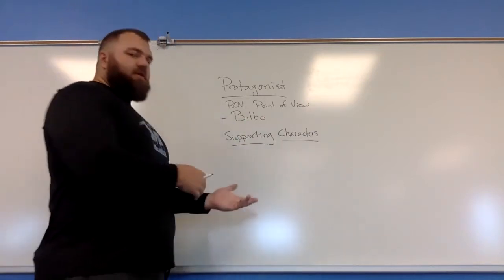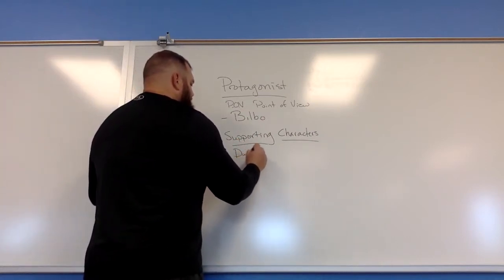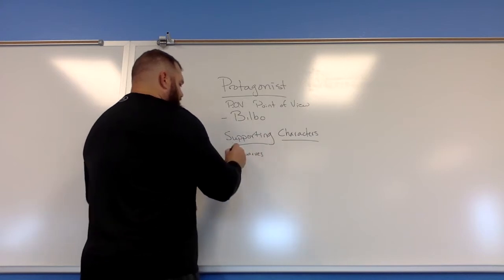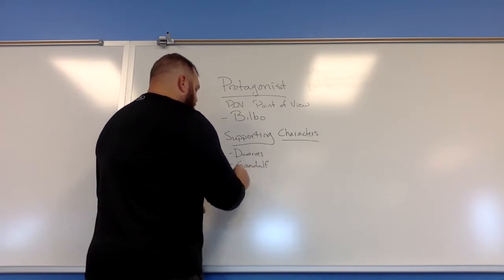But you write down your supporting characters, right? So your supporting characters would be the dwarves. You can name them individually if you want. Gandalf, Bard.